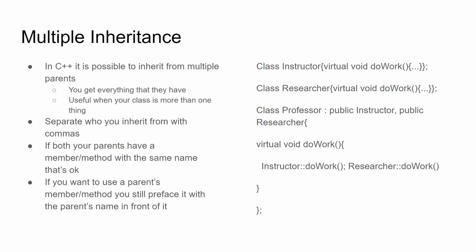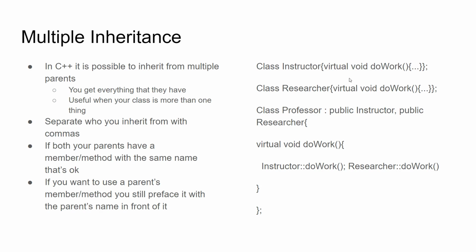It is possible, as was asked earlier, to inherit from multiple different classes. You're going to get everything that they have, and it's really useful if your class is really one or more things. What you do is you separate who you inherit from by commas. If both your parents do happen to have a member method with the same name, that's okay. It can be a bit confusing though.